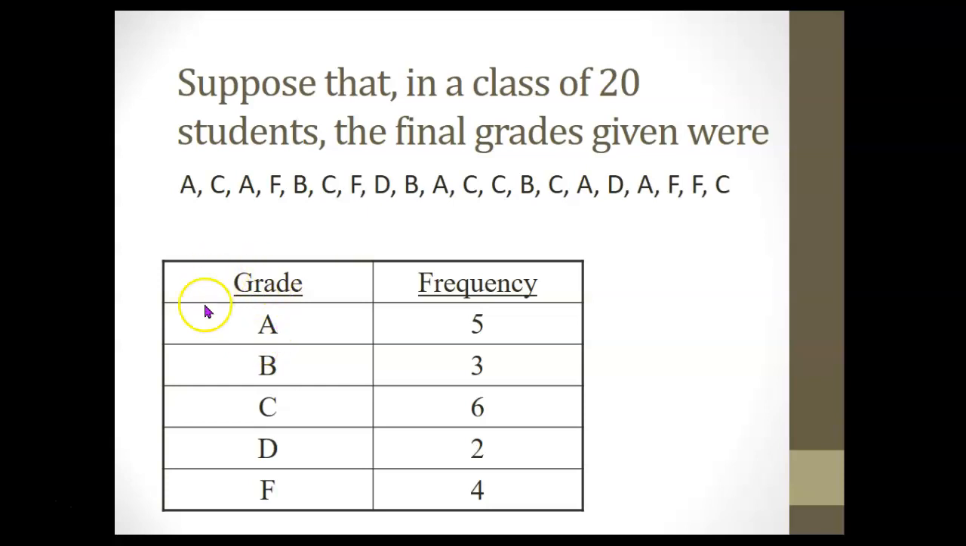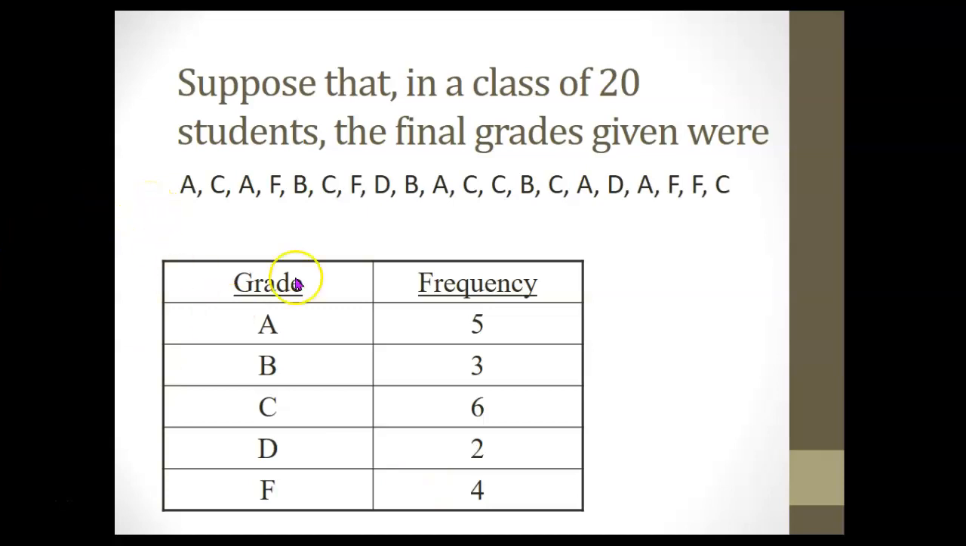So it might be more meaningful to organize this in something like this, where we have a list of what all the different values on the list are, in this case, all the different grades that people got, and then the frequency, that is how many of each one of these there was in the set of data. So this is telling us that among these 20 students, there were 5 who got an A, 3 Bs, 6 Cs, 2 Ds, and 4 Fs.